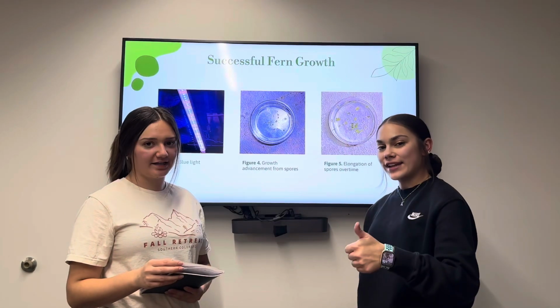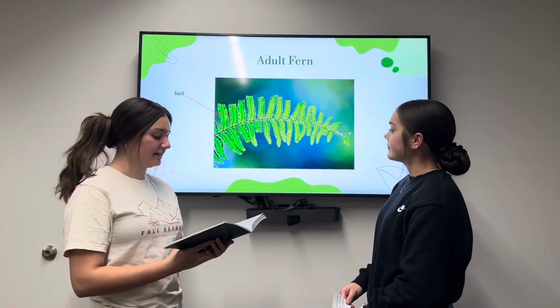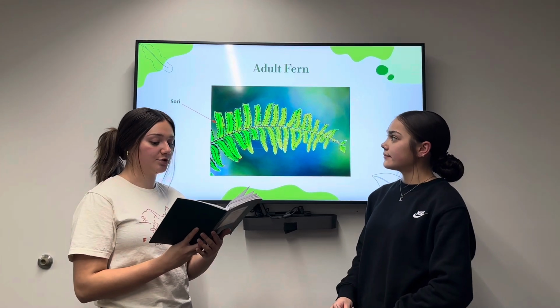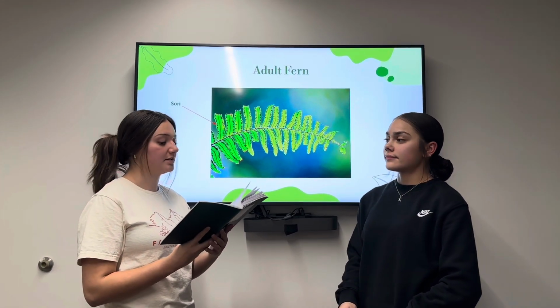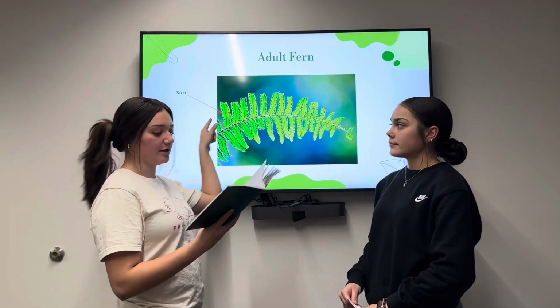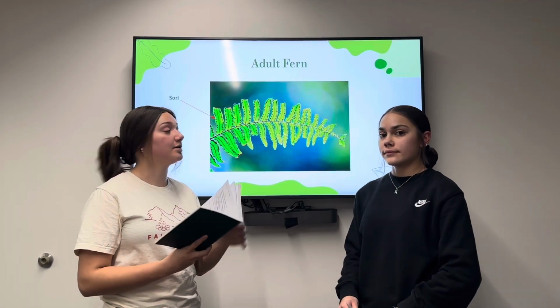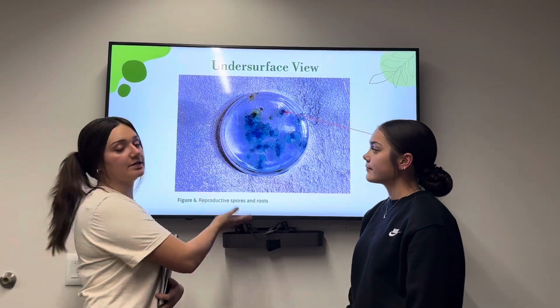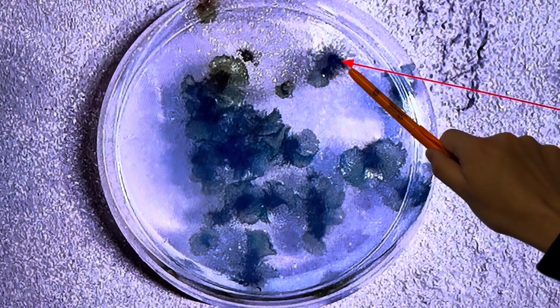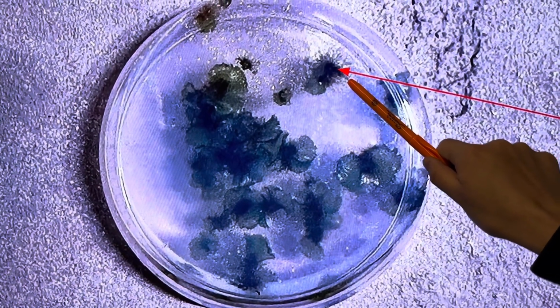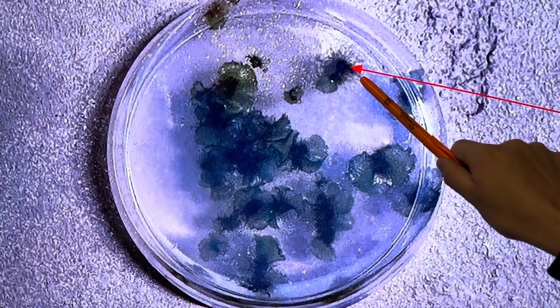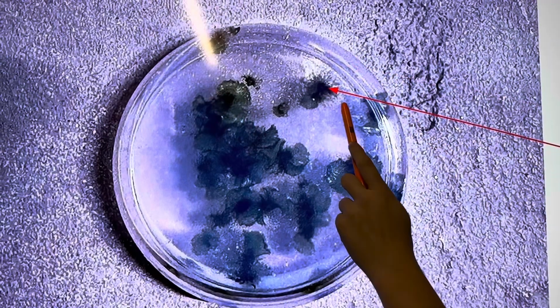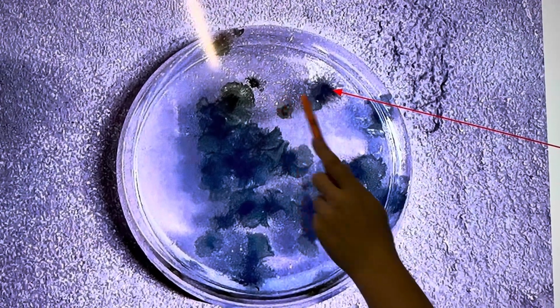Right, John. In this slide, the dots at the bottom of the mature fern are known as clusters of spores called sori. Sori is a good indicator that it is a healthy fern. Now this figure is the undersurface view. This figure shows the reproductive spores that grew into the squishy agar and helped the development of fern roots. These hair-like structures help the fern absorb nutrients and water.